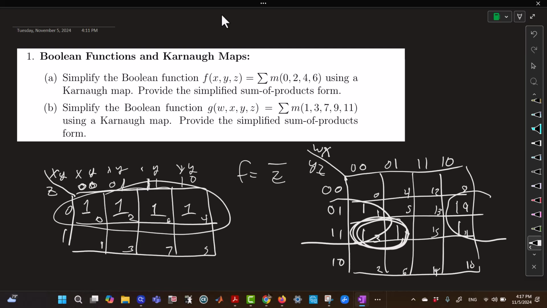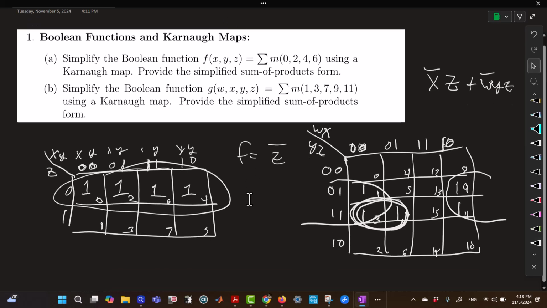So for the circle that wraps around, let's see what's the same for all of those. W here is 1 and W here is 0, so that's not the same. X is 0 in this column and X is 0 in this column, so that's the same for all of them, so it's X bar. Y is 0 in the top row and 1 in the bottom row, so that's not the same, but Z is 1 for all of them. So X bar Z plus. And then the group of 2, I can see quickly that Y and Z are both 1, so that'd be YZ. And if I look up at the top, W is always 0, so W bar YZ.